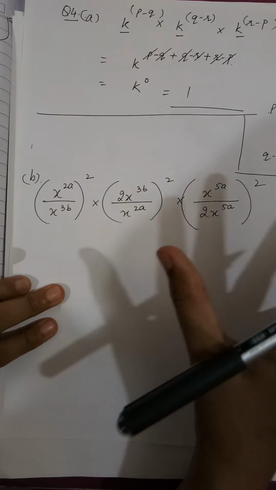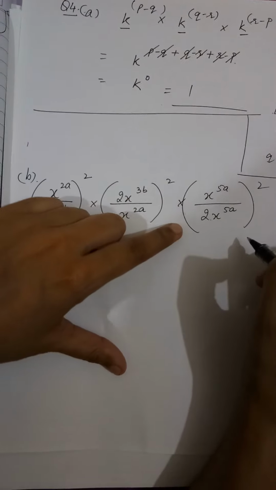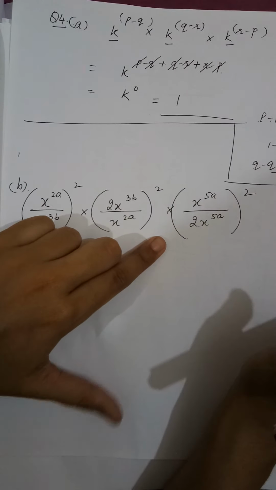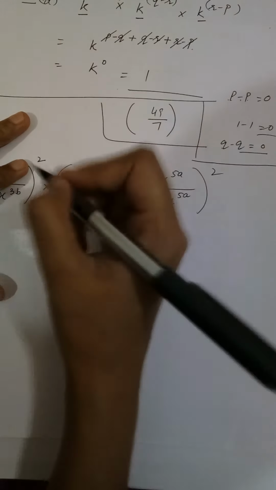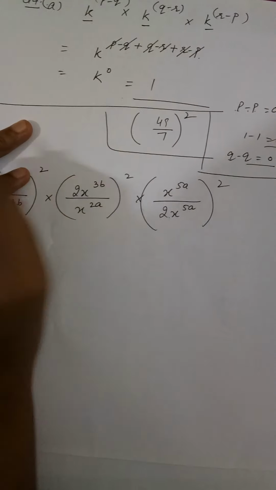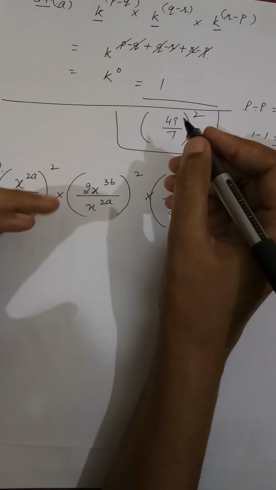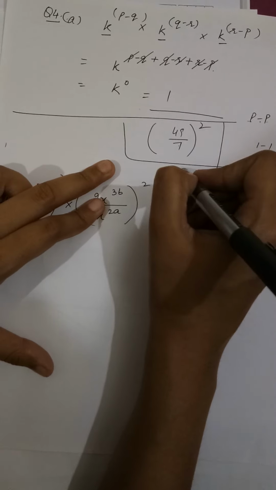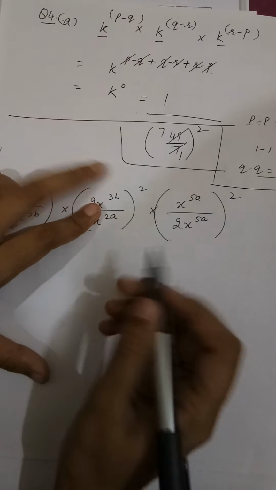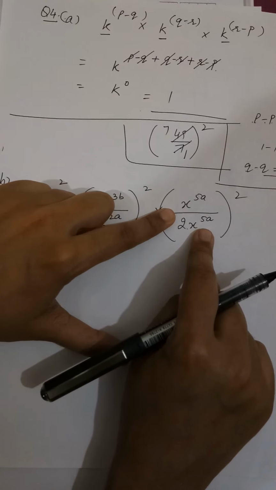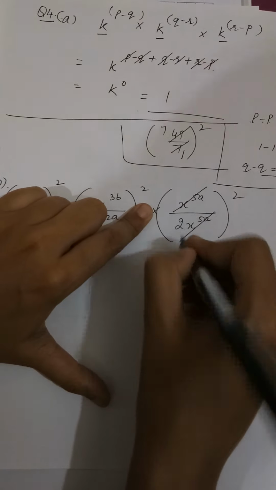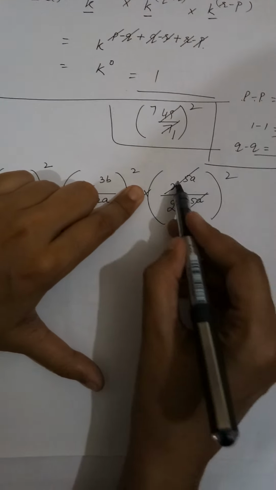Now before starting with this, I want to tell you one thing: within the bracket, if you are able to see that anything is getting cancelled, you can cancel. For example, if 49 upon 7 is there inside the bracket square, then to make my calculation easier, I can cancel 7 and 49. Similarly here also I can see that x to the power 5a is there and x to the power 5a is there. So I can cancel these two because they are both the same. So I have cancelled it.